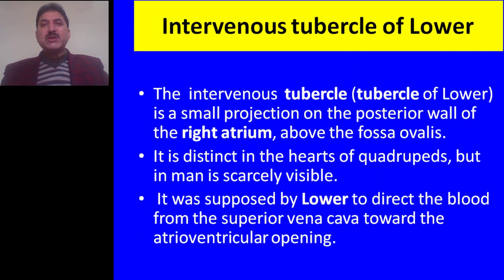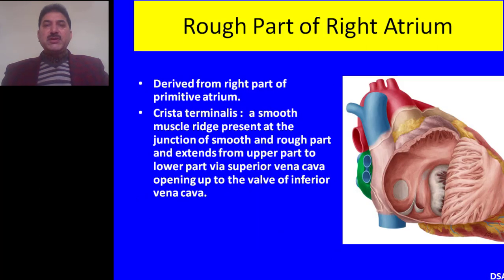What is intervenous tubercle of Lower? The intervenous tubercle of Lower is a small projection on the posterior wall of the right atrium above the fossa ovalis. It is distinct in the hearts of the quadrupeds, but in man is scarcely visible. It was supposed by Lower to direct the blood from superior vena cava towards the atrioventricular opening. Top part of right atrium: this part of right atrium is derived from primitive atrium.